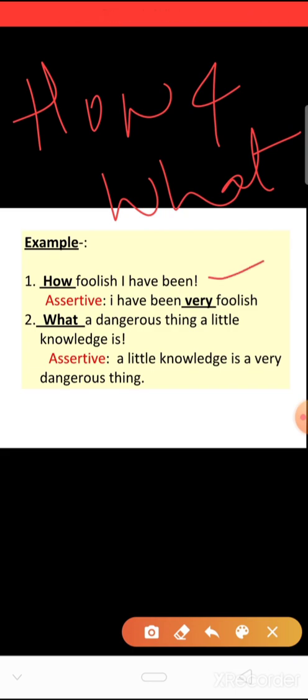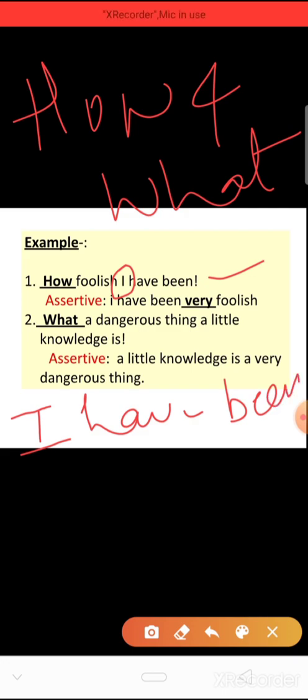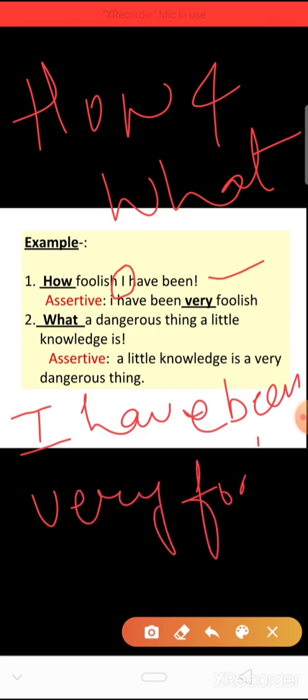So here, about whom are we talking? In this sentence, I am talking about myself, that is I. So I is the subject. So what will we do? We will write I first. Then we will write I have been. We have to add very in front of the adjective foolish. So what did the sentence become? I have been very foolish.